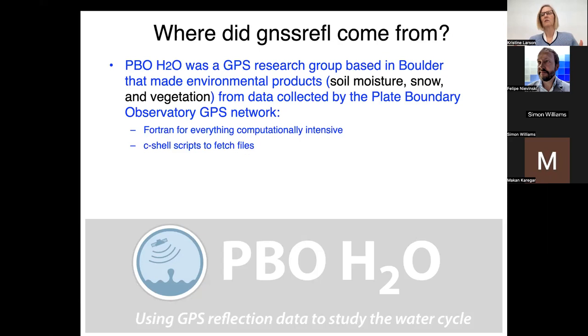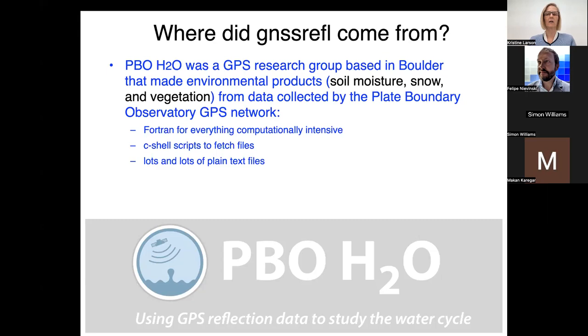I used C shell scripts. That's what I was brought up in. There were a lot of shell scripts, all Fortran for the hard stuff. Things were run by plain text files, and if you had told me about a JSON file, I would have looked at you blankly.